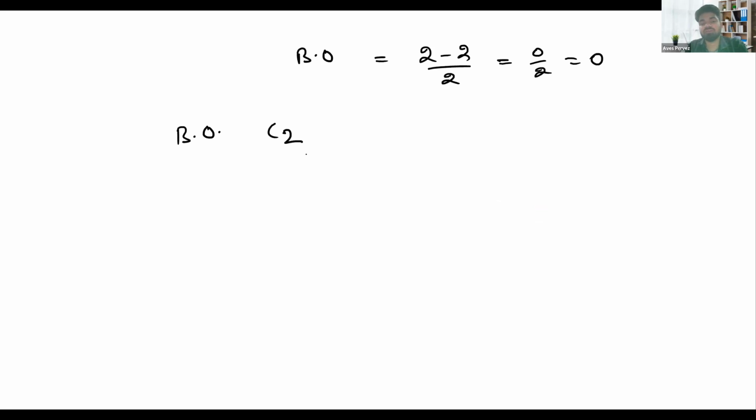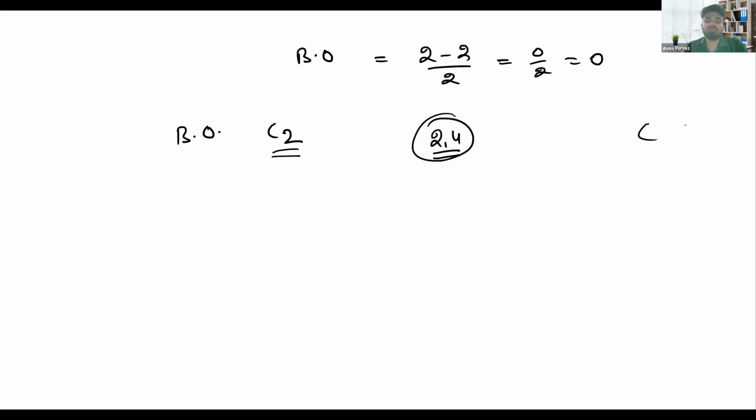If we do the electronic configuration of the C2 molecule, the outermost shell has 4 electrons for this carbon and 4 for this carbon. The total number of electrons of carbon is 6, with configuration 2,4. So for two carbon atoms, we are going to have 12. Are you getting my point?